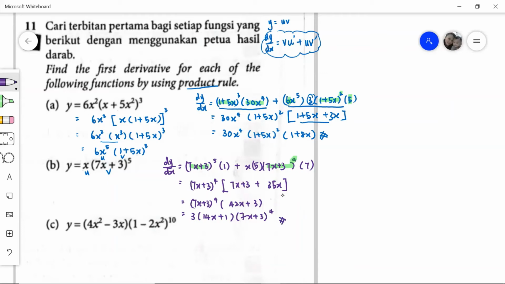Now, if you ask, can we just leave the answer here? I think it shouldn't be any problem. Okay, so we accept both. Now, part C. So for part C, let me just show it here.